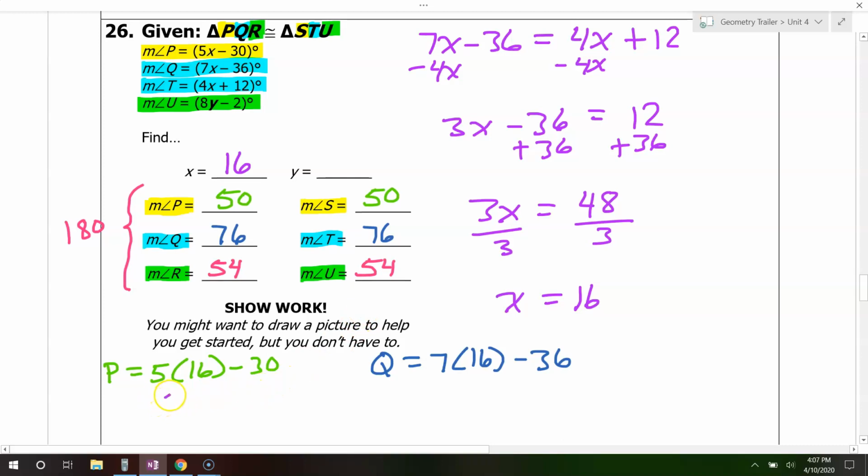So 8y minus 2 must equal 54, right? They are both angle U, they must be equal. So let's add 2 to both sides, and that will give us 8y is equal to 56. And of course, if we divide both sides by 8, we get y equals 7.